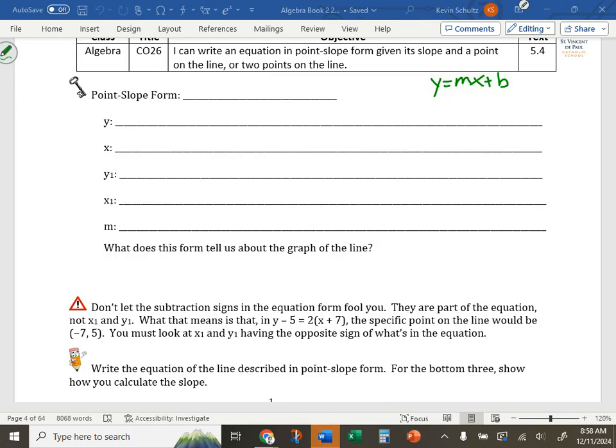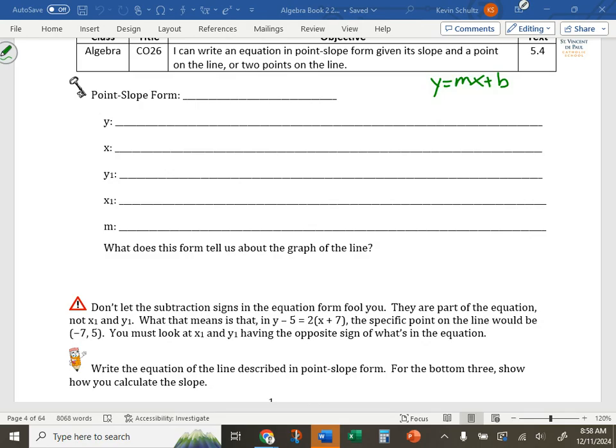Claire? It tells us the slope and the y-intercept. That's why it's called slope-intercept form. Okay? It gives us the slope, it gives us the y-intercept. There's another type of linear equation called point-slope form. Now, what do you suppose point-slope form tells us about the equation or about the graph of that line?